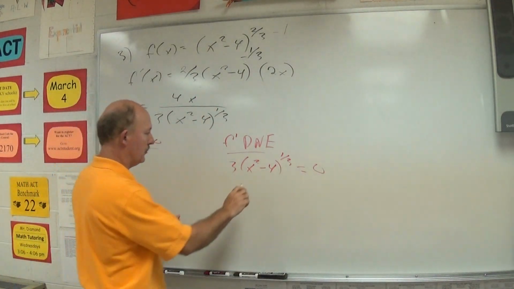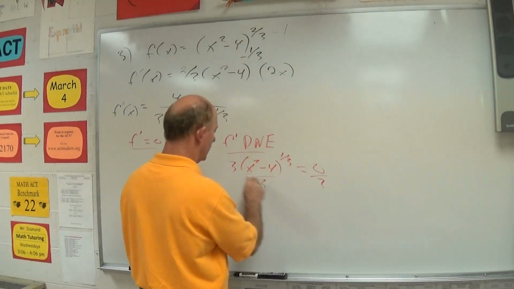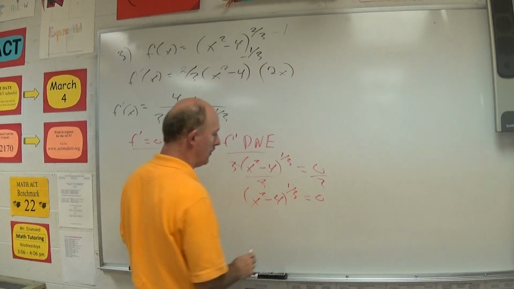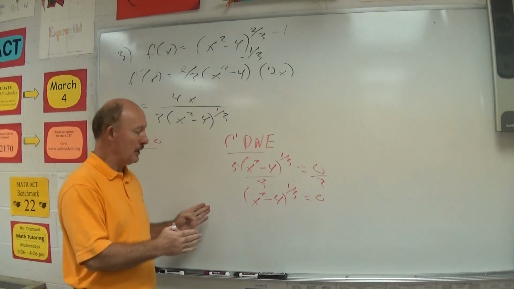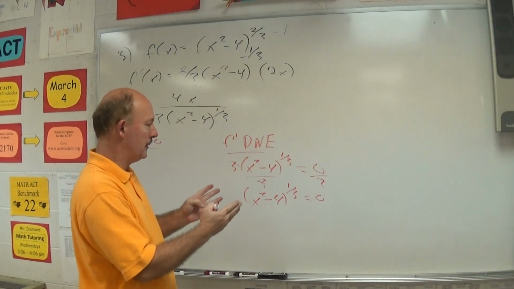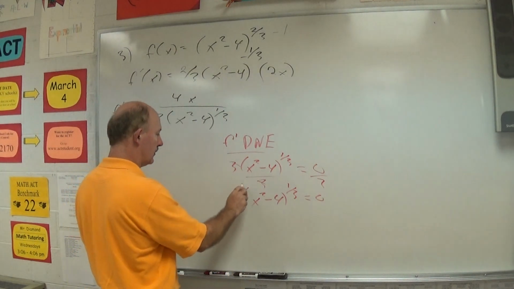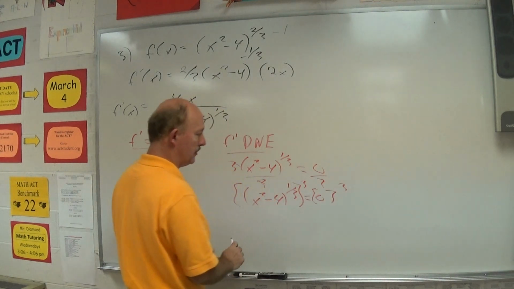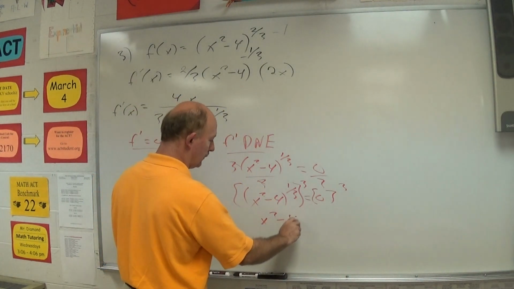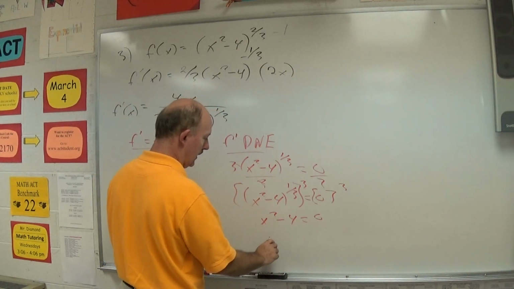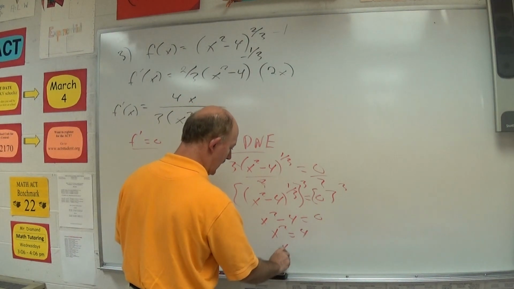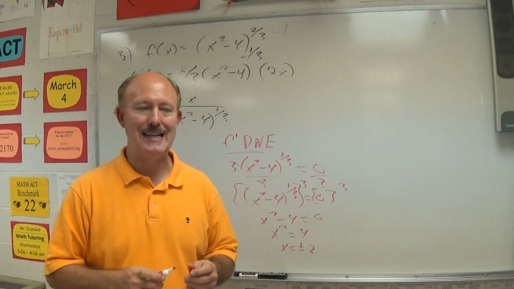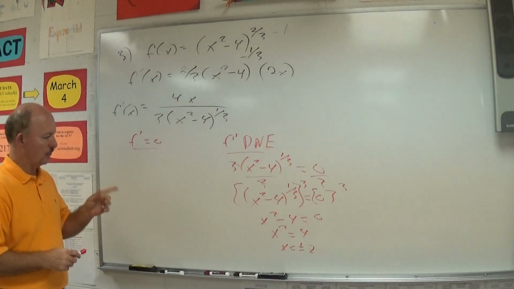Okay, now let's divide both sides by 3. The 3s cancel. That gives (x squared minus 4) to the 1/3 power equals 0. Now, to get rid of the 1/3 exponent here, let's cube both sides. We'll cube that side, and we're going to cube the 0. That gives us x squared minus 4 equals 0. That means x squared is equal to 4, x is equal to plus or minus 2. So two critical numbers, 2 and negative 2. All right, so two critical numbers.